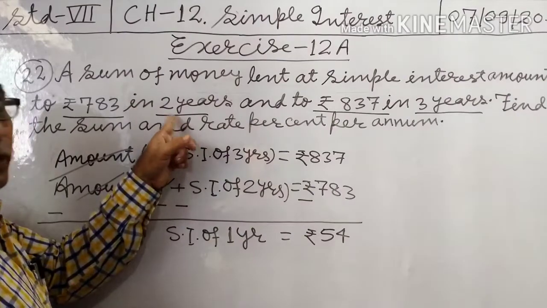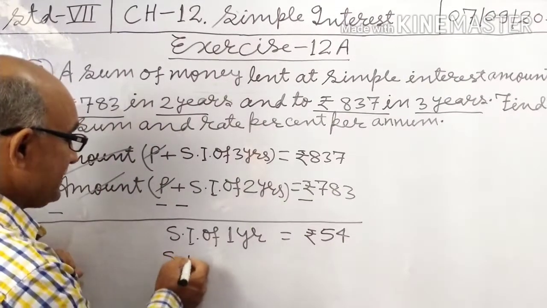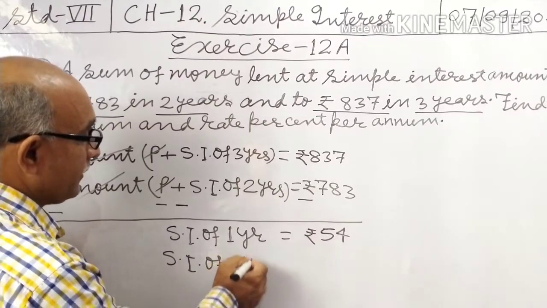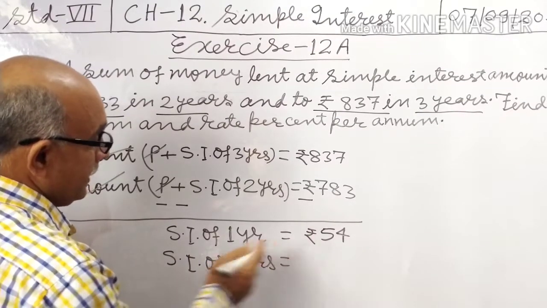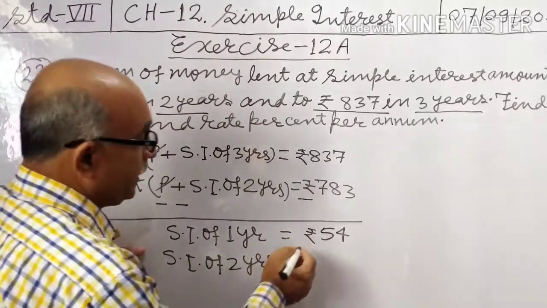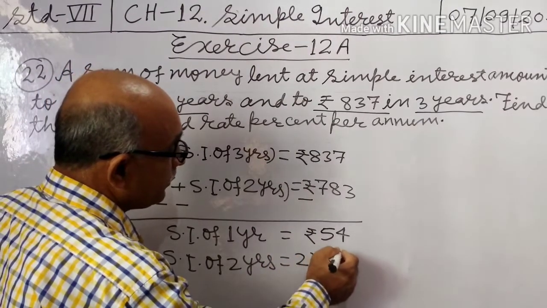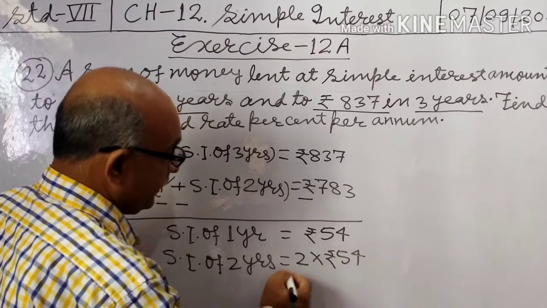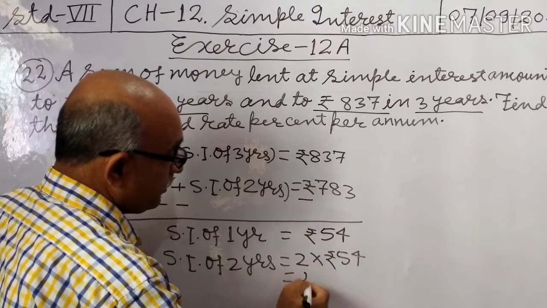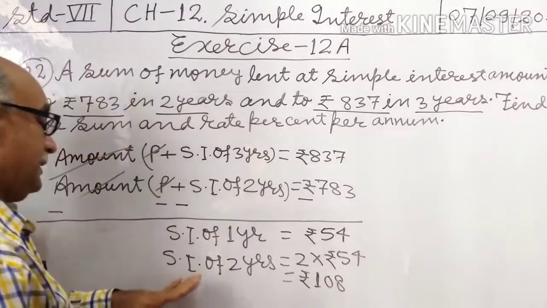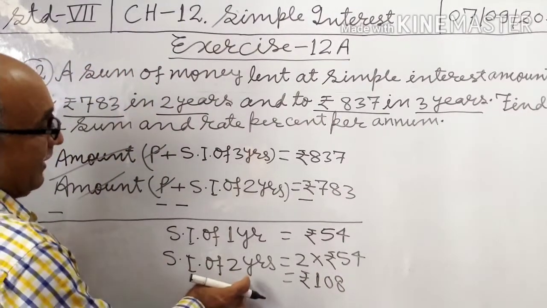Here, amount of 2 years. So find the SI of 2 years. SI of 1 year rupees 54. So SI of 2 years equal to 2 into rupees 54 equal to rupees 108. SI of 2 years.